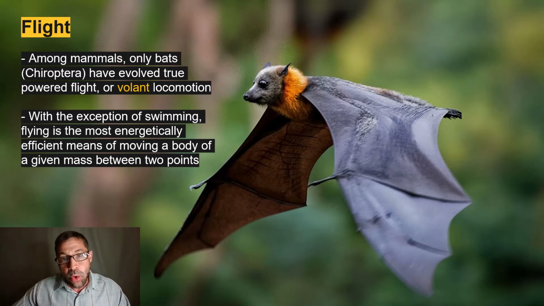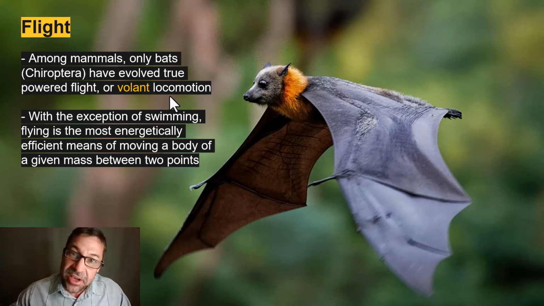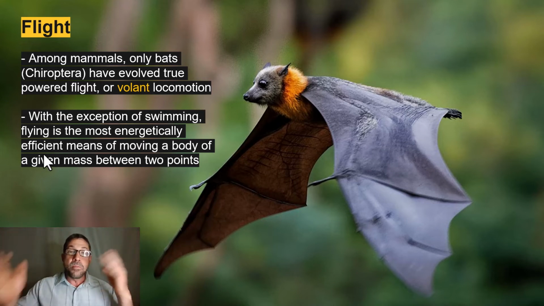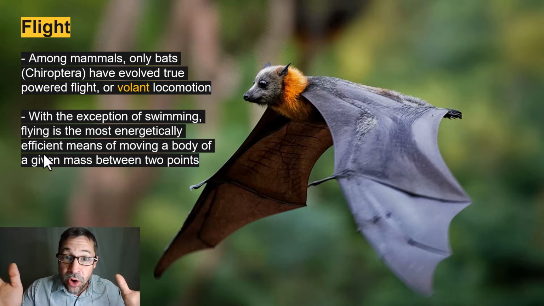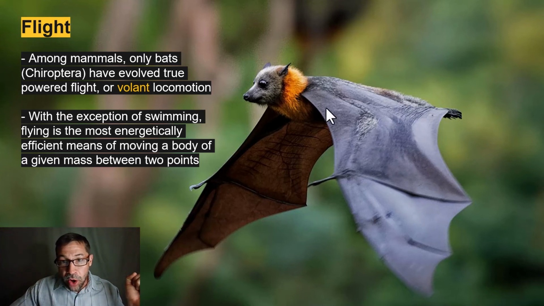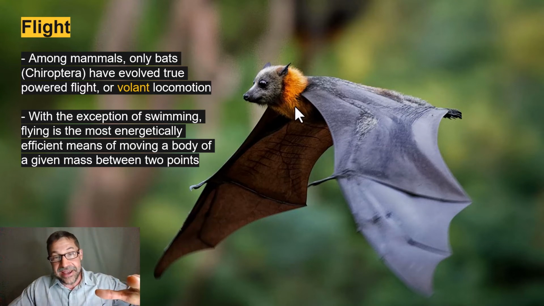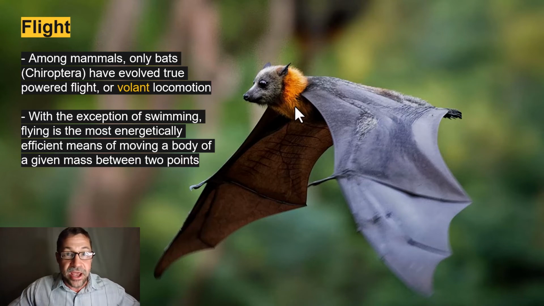Among mammals, only bats, the order Chiroptera, have evolved true powered flight, or volant locomotion. Interestingly, with the exception of swimming, flying is actually the most energetically efficient means of moving a mammalian body from point A to point B. In other words, you're going to cover more ground, calorie per calorie burned, when flying compared with running or jumping, or certainly burrowing, which is energetically expensive.